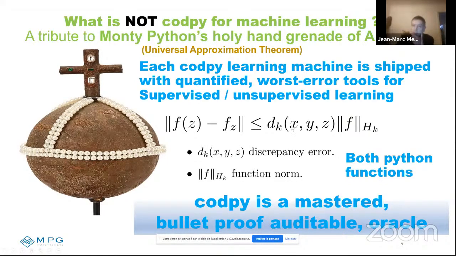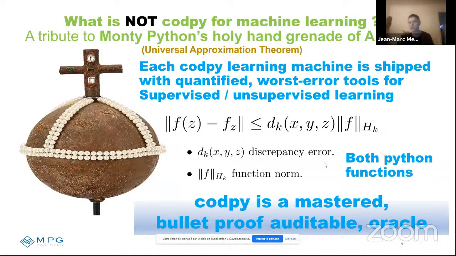It tells you that if Z, the test set, is very far from your learning set, then you have a distance that will be very big, and you can't expect your learning machine to give good results if you are really too far from your training data. And the other part is exactly the norm of your function in a functional space. But both are computable. It means that for each of our learning machines, we provide an error framework that allows you to be confident or not in your prediction. It means that you can be auditable.